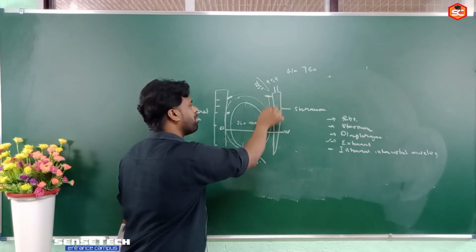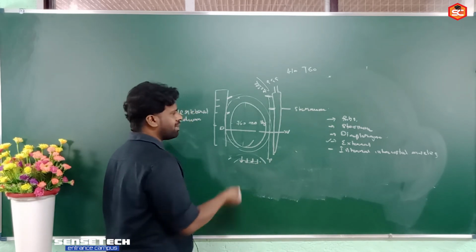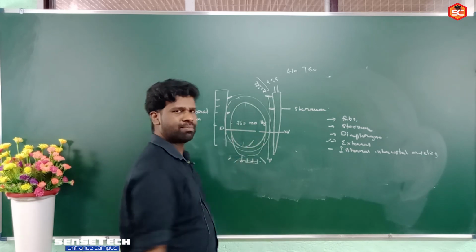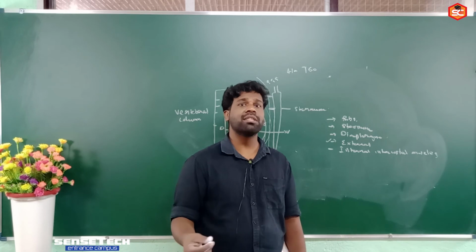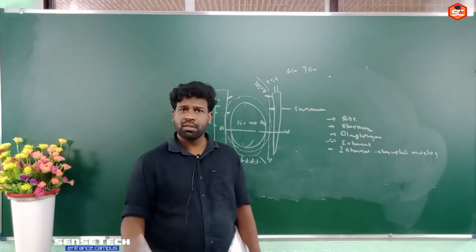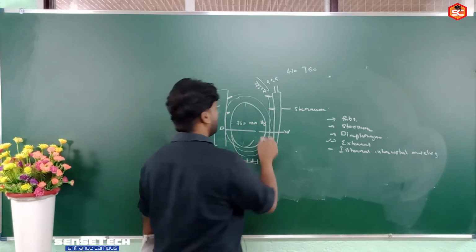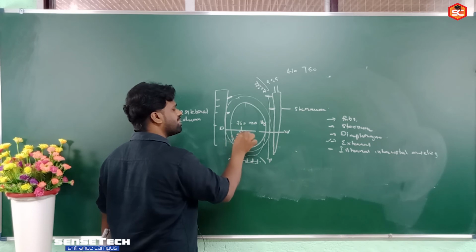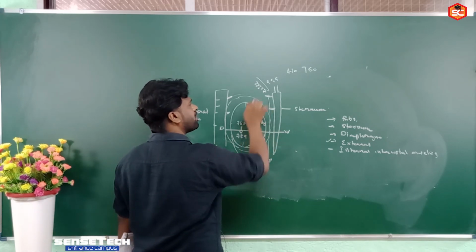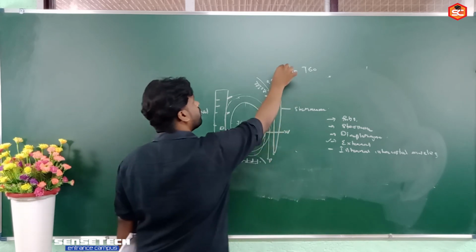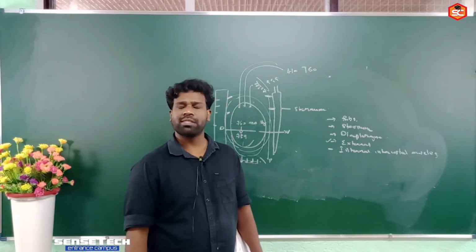That means the thoracic cavity volume increases in the anterior-posterior axis. When the thoracic cavity volume increases, the intrapulmonary volume also increases. So the lung volume increases. We know the universal gas law, Boyle's law: volume is inversely proportional to pressure. So when the volume of the lungs increases, what happens to the pressure inside the lungs? The pressure decreases. Now the intrapulmonary pressure decreases from 760 to 759 mmHg. It is lesser than atmospheric pressure. Air moves from the atmosphere into the lungs. This is called the mechanism of inspiration.